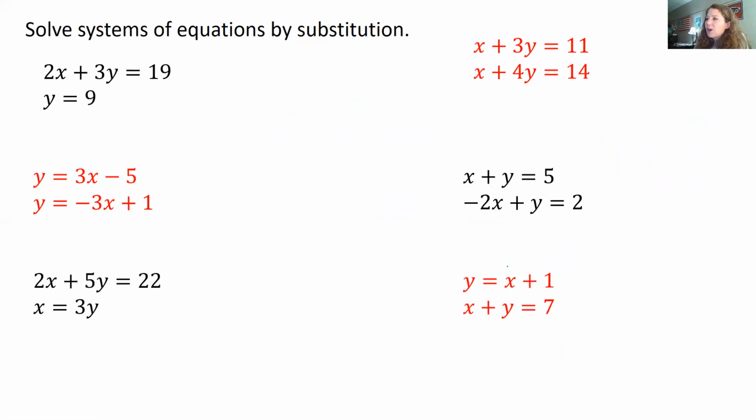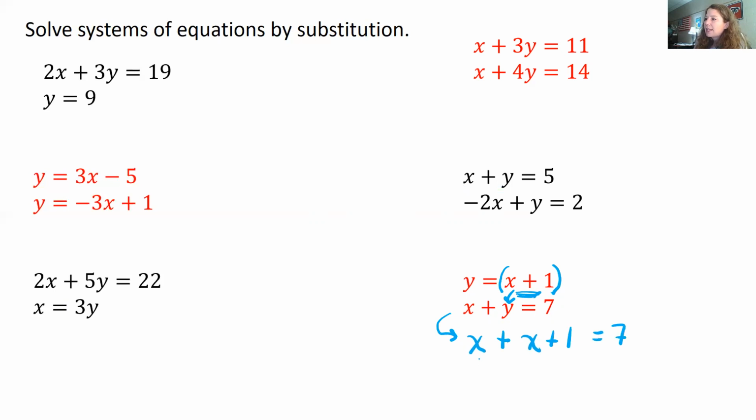Now this one is already in the form y equals an expression, okay? I'm always looking for either y equals or x equals something. So one of those variables by themselves, and this one's already in that form. So this one's easy to substitute. I'm just going to take this whole quantity x plus 1 and substitute it in for y. So in my second equation, x plus y, and y is x plus 1, is equal to 7.